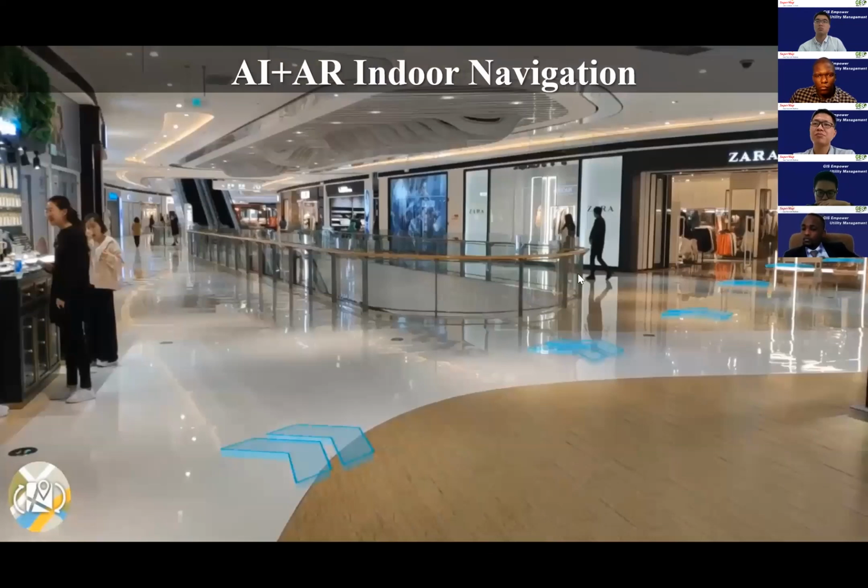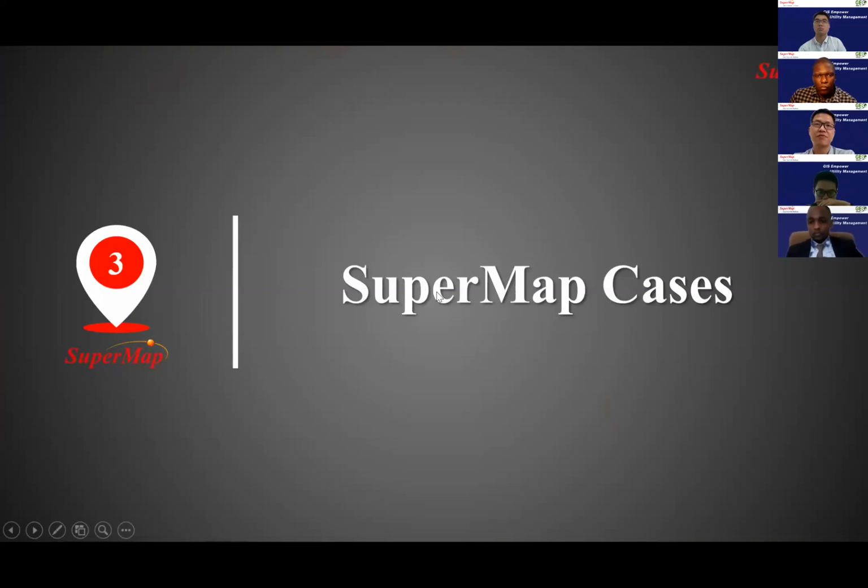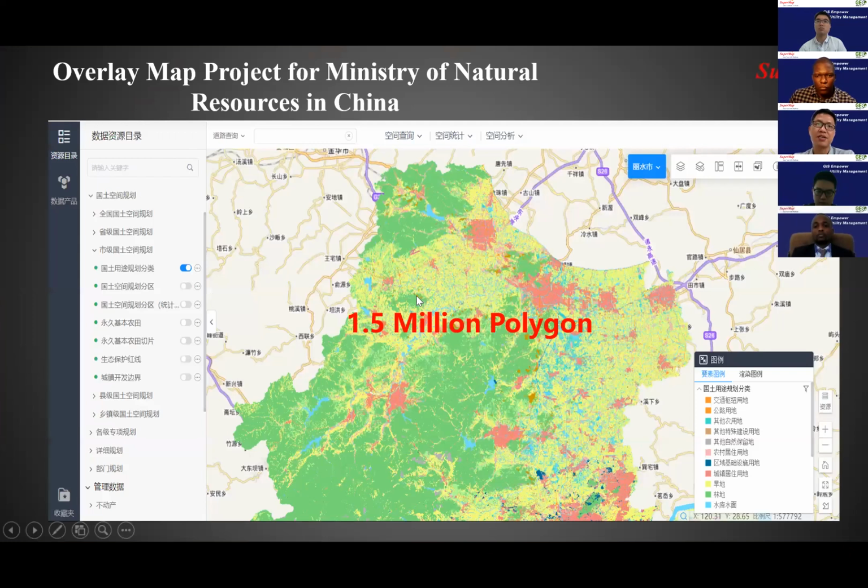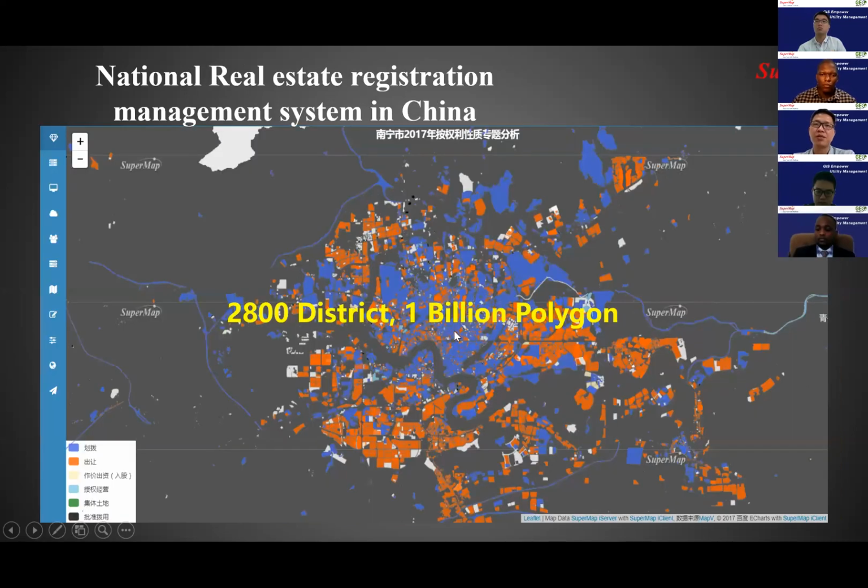So here is a quick look at some of the cases that SuperMap has realized around the world. This is one project we did for the Ministry of Natural Resources of China for the management of natural resources. It is featured by big data, a huge volume of data, with 1.5 million polygons. And this is a project for real estate registration management, also in China, in the southern city of Nanning. The data is also voluminous. We have more than 2,800 districts covering more than 1 billion polygons.